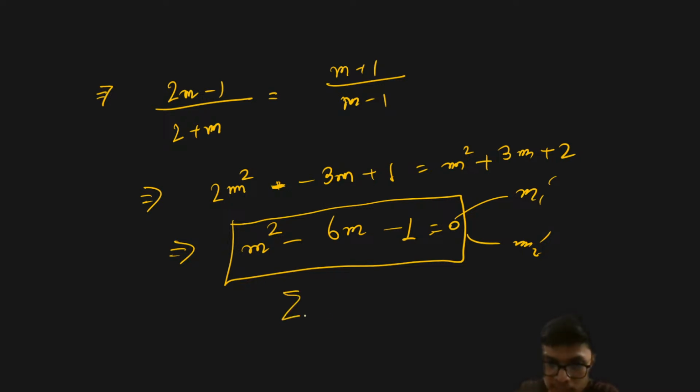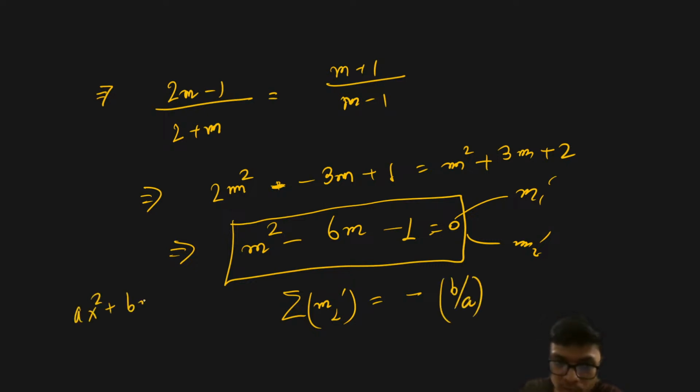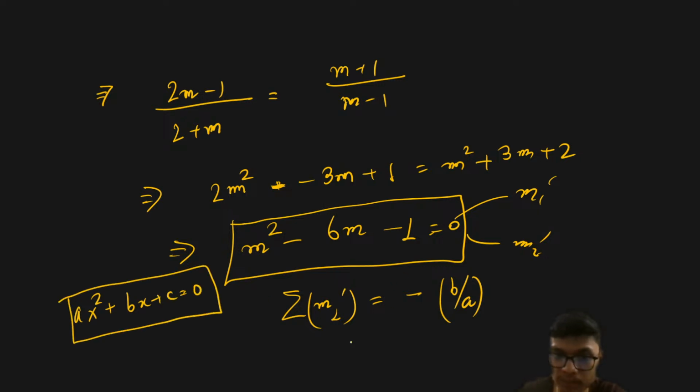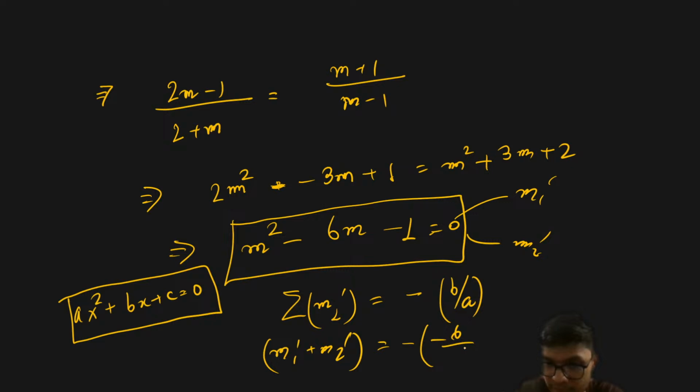So I know the sum of the roots of any quadratic equation is basically given as minus b upon a, if the quadratic equation is ax square plus bx plus c is equal to 0, right? So from this particular quadratic equation, we can simply find out the sum of the roots, that is m1 dash plus m2 dash, is basically going to be equal to minus of minus 6 by 1, and that is going to be equal to 6. Right. So the sum of the possible roots of m.